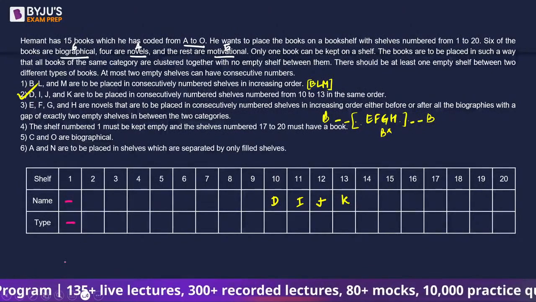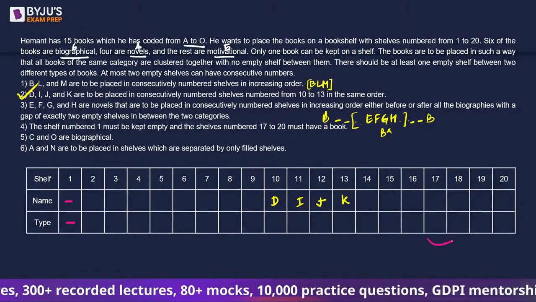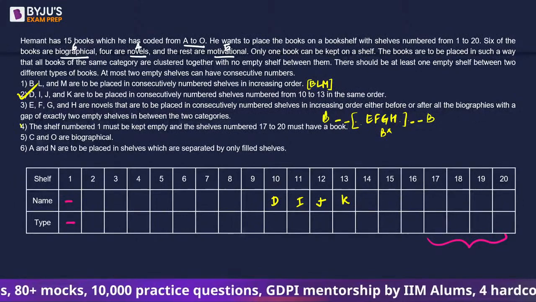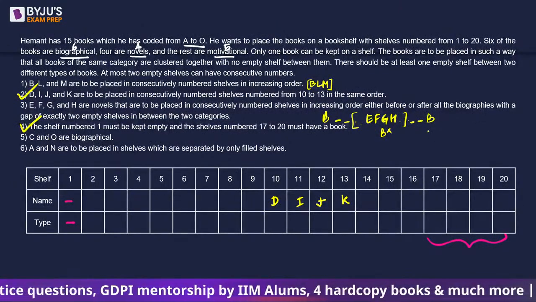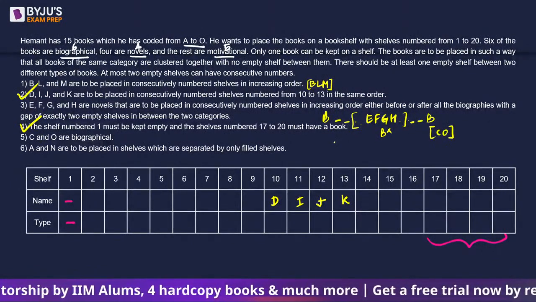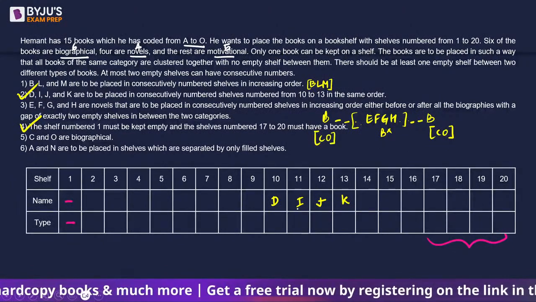And the shelves number 17 to 20 must have a book. So we are supposed to have a book, they are not going to be empty, right? So fourth statement done. C and O are biographical. So C and O, they are biographical.